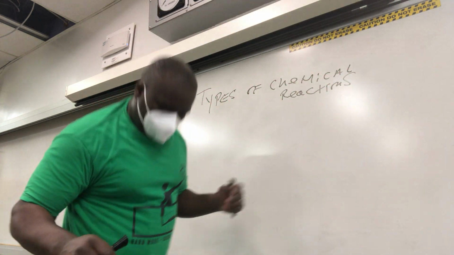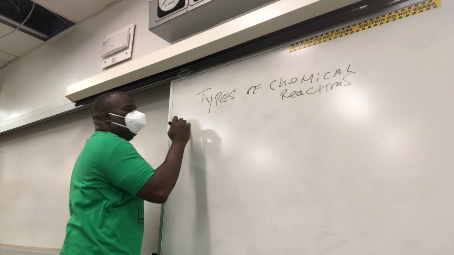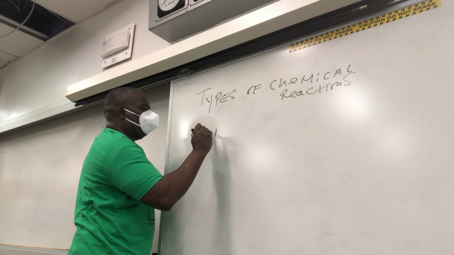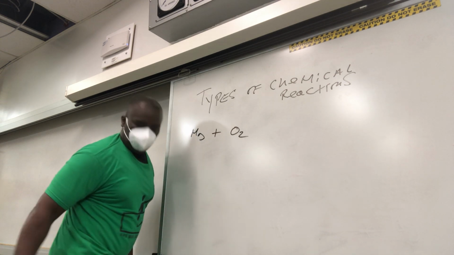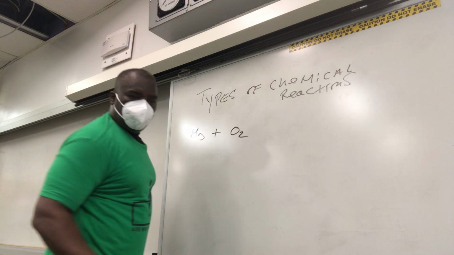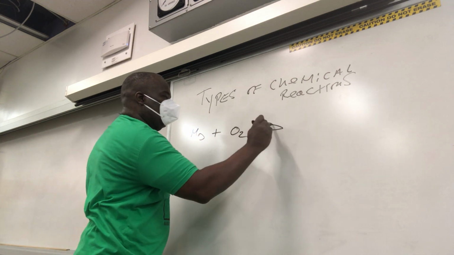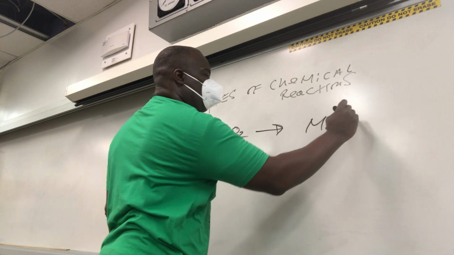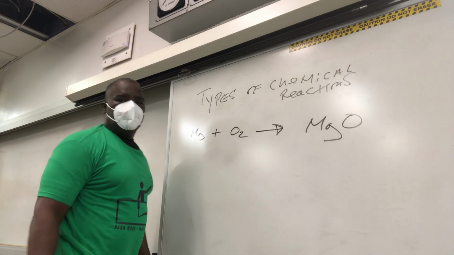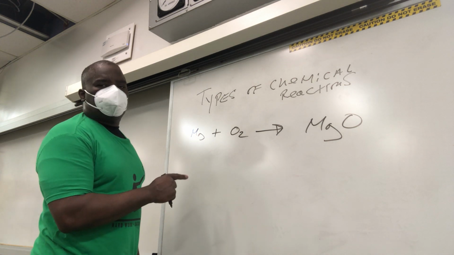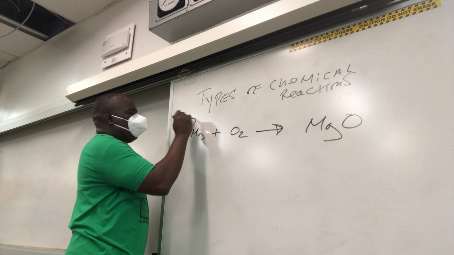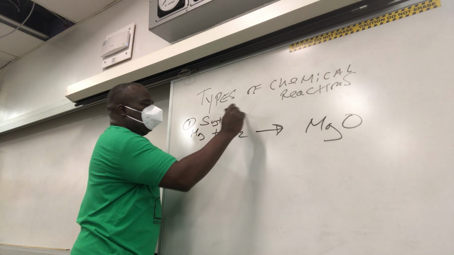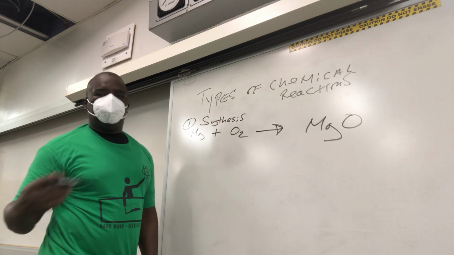Okay, so what did we just do? We have magnesium, right guys? Okay, Mg, and we're reacting with O2. Alrighty, so when Mg reacts with O2, we get MgO. Alrighty, okay? Now, what type of reaction is this? This type of reaction is called a synthesis. A synthesis reaction.